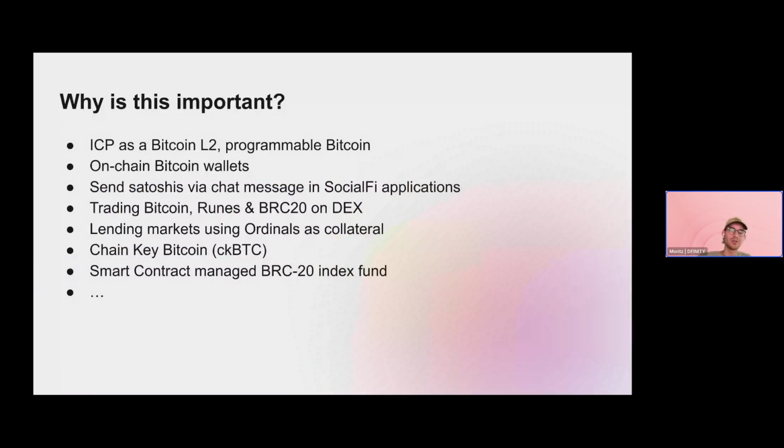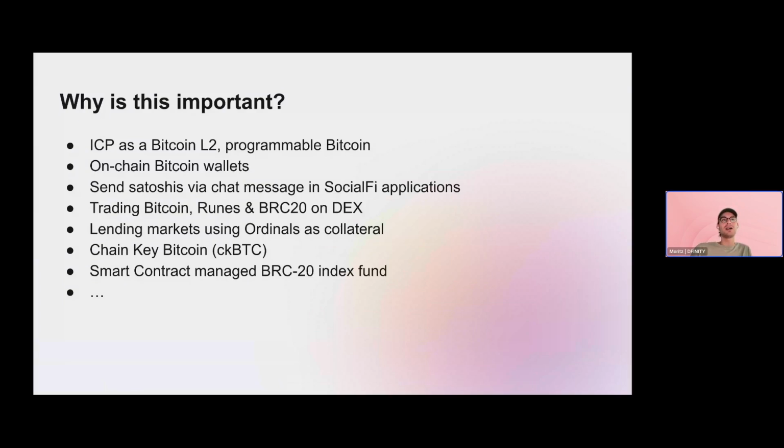So previously, I gave you some reasons why chain fusion in general is important, and now I'll give you some reasons why the internet computer or the Bitcoin integration in particular is a good thing or is important. The first one is, of course, that you can use the internet computer as a Bitcoin layer 2, so you have access to programmable Bitcoin on the internet computer, which is very nice.